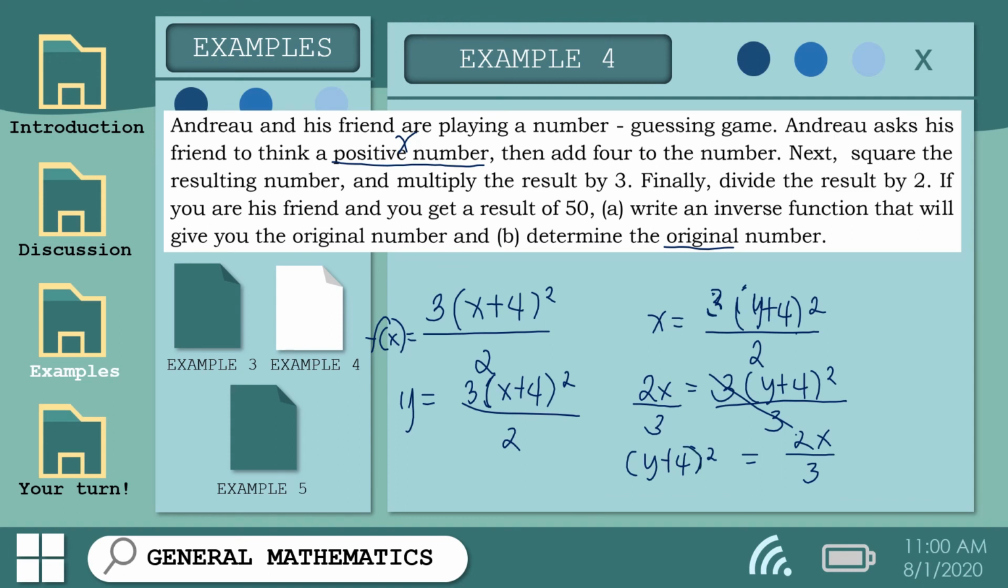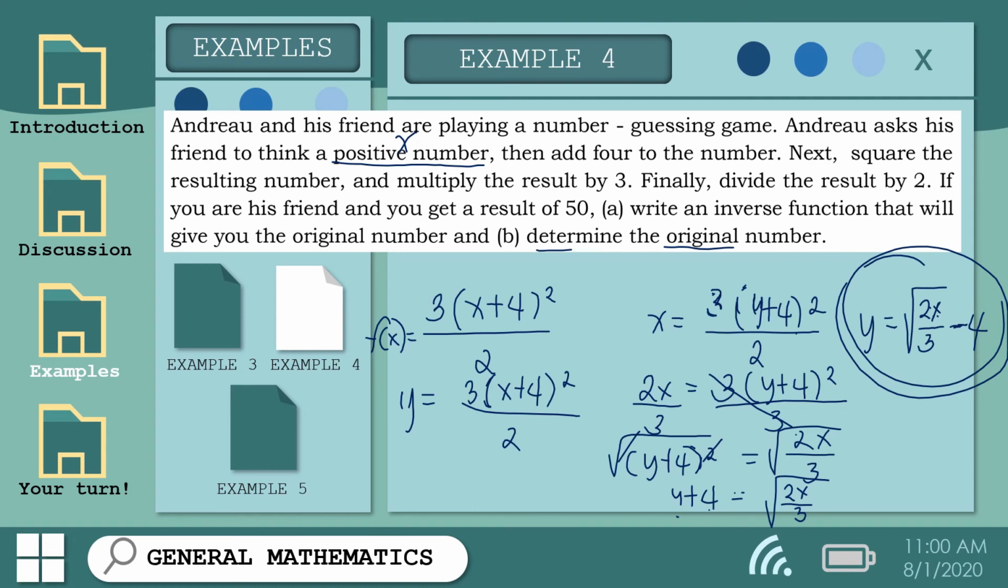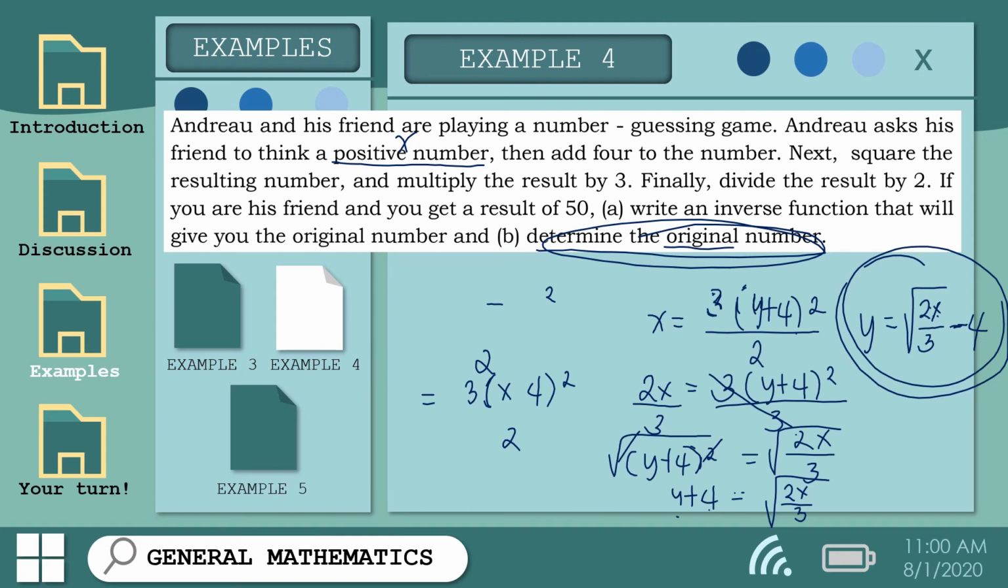So, next na po natin gawin ay eliminate na natin yung ating square. Square root natin both sides. So, we have now y plus 4 is equal to square root of 2x over 3. Then, syempre, addition property of equality, we have now y is equal to square root of 2x over 3 minus 4. So, meron na tayong formula that we can use to determine yung original number po natin. So, yung magiging input na po natin dito ay yung ating resulting number which is 50.